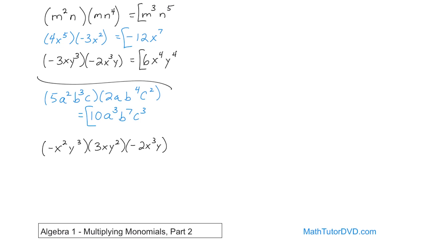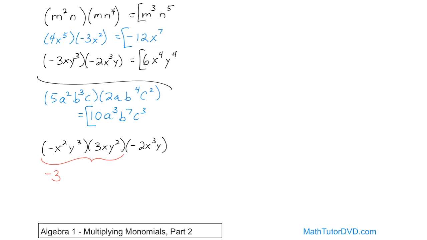So what I would recommend doing is multiply these first two first, get the result, and then multiply by the third one, which will always give you the right answer, and that way you're not trying to handle too many things at once. So we look here and we have negative 1 times 3. So that's going to give me negative 3.